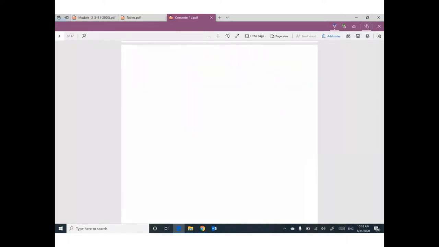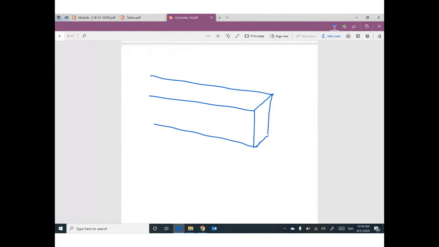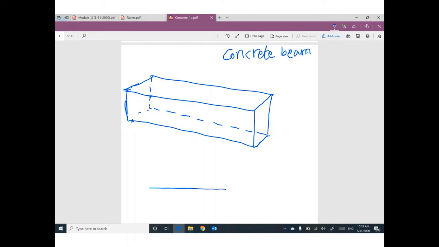A concrete beam looks like this in 3D. The radial beam looks like this. This is called a concrete beam. In structure analysis course, we represent this beam by only one line. Just the center line of this geometry can be called a beam in structure analysis.